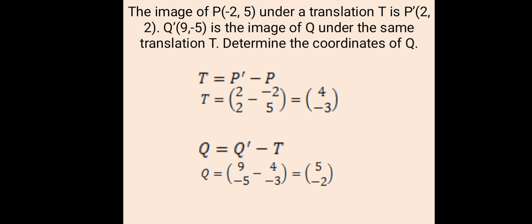The image of P (-2, 5) under translation T is P prime (2, 2). Q prime (9, -5) is the image of Q under the same translation T. Determine the coordinates of Q.